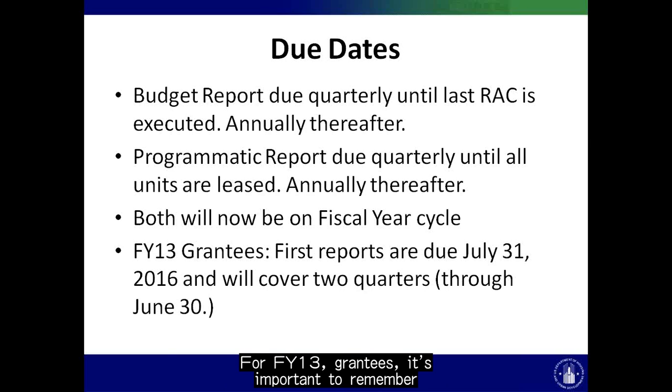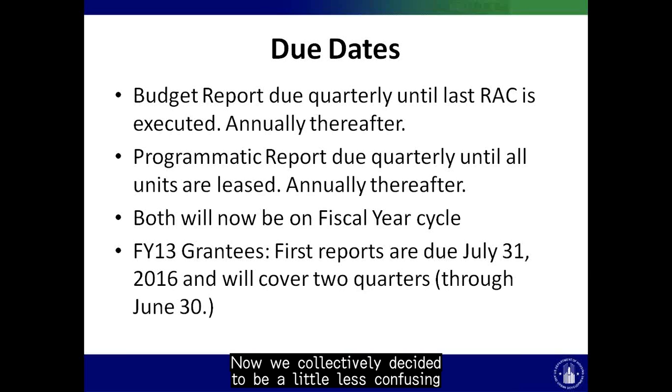For FY13 grantees, it's important to remember that your first quarterly report will be due July 31st and will cover two reporting periods, from your cooperative agreement signing through June 30th. So remember, if you got your cooperative agreement, let's say most of you got it in February, that will be the date that you start reporting from through June 30th.